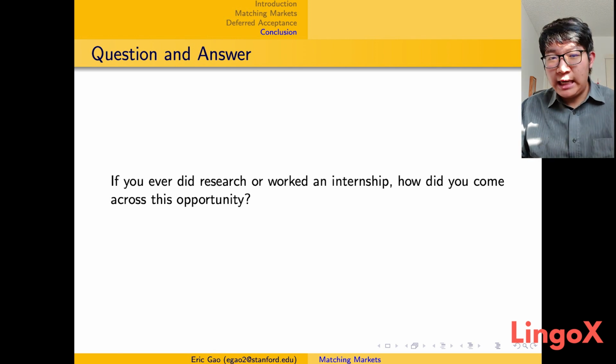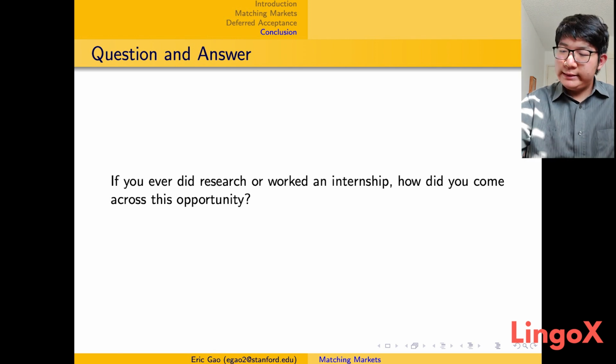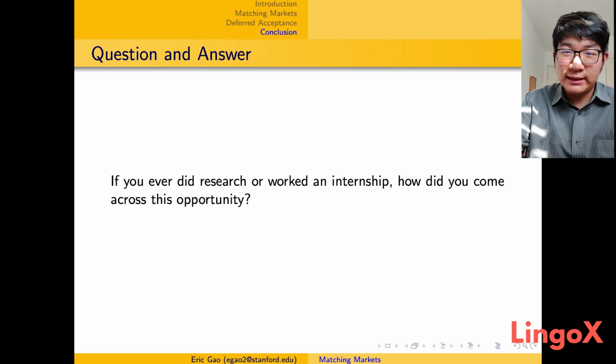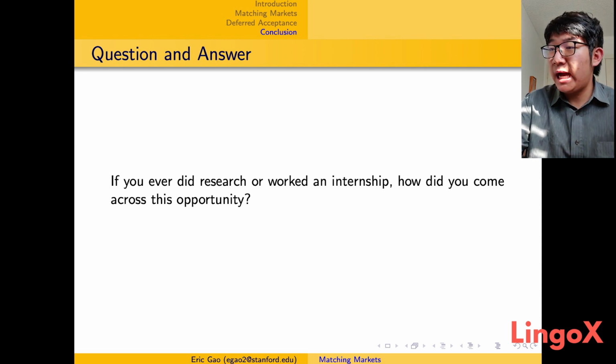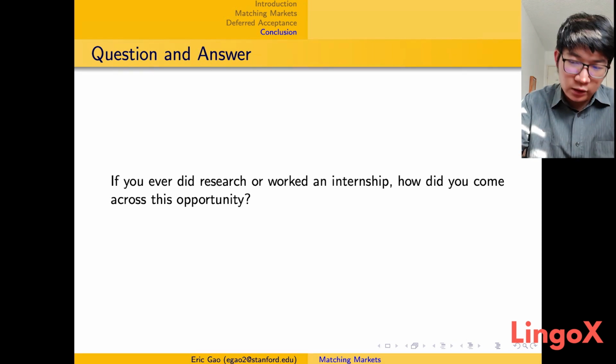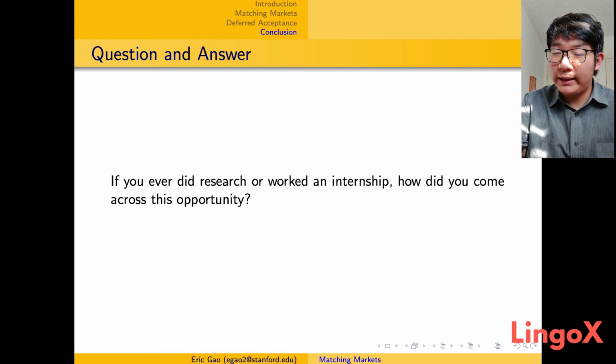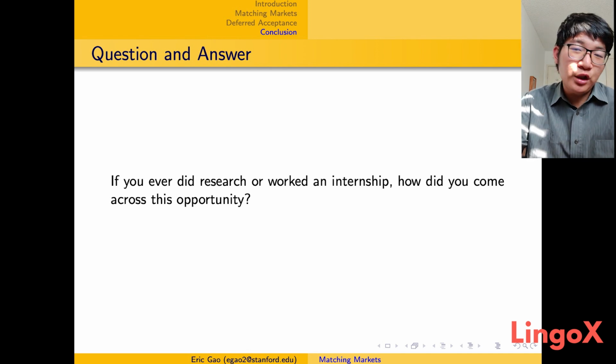If I ever did research, how did I come across that opportunity? So my path to research is kind of unique. I went to an economics summer camp at the University of Chicago. And when I talked to their professors, they were like, oh, you need to take like 3 more years of math before you can even consider doing economics research. And I think that is true to some extent. But I just went ahead and decided to investigate a question that I found interesting on my own. And I was actually able to connect with a professor.